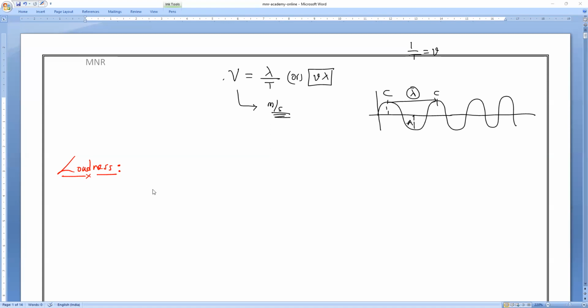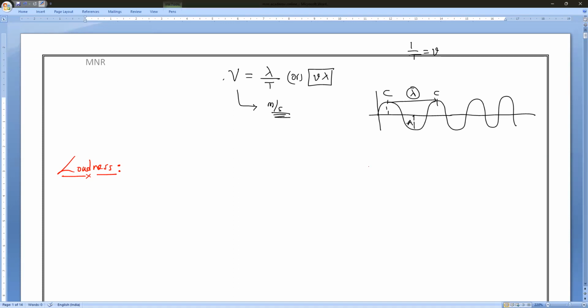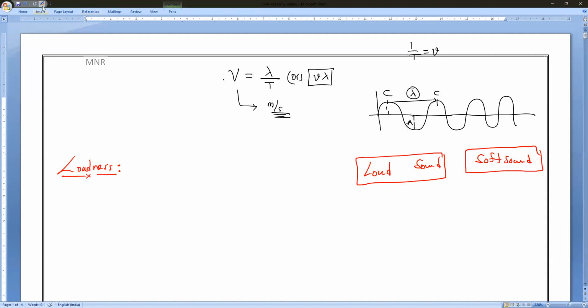So loudness is the main characteristic of the sound wave by which a loud sound can be distinguished from a soft sound. If you want to distinguish two kinds of sounds, one a loud sound and another a soft sound, then definitely you need to know the characteristic of a sound, which is called what, everybody? Which is called loudness.